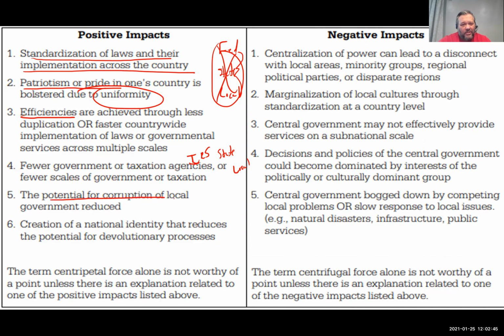The potential for corruption of local government is reduced, all right, because all the decisions, the powers decided in the national government, and so the potential for corruption that is impactful on people's lives is reduced. It's not nothing by any stretch, but it is reduced.